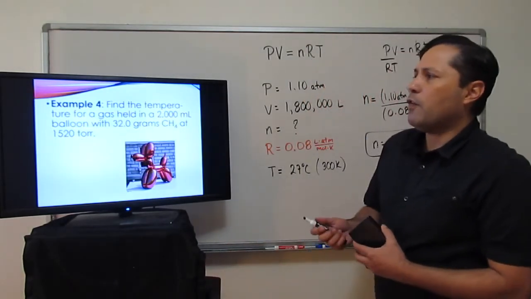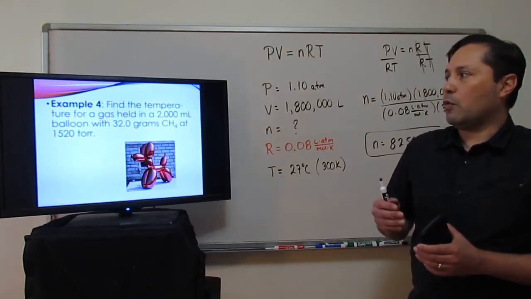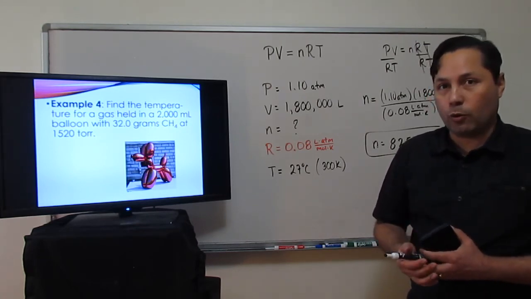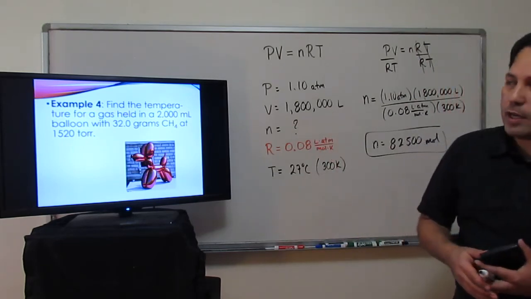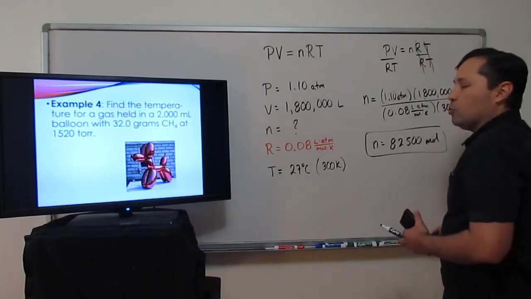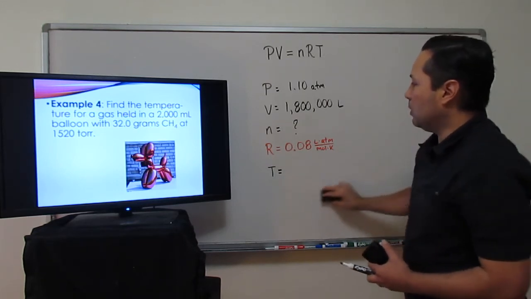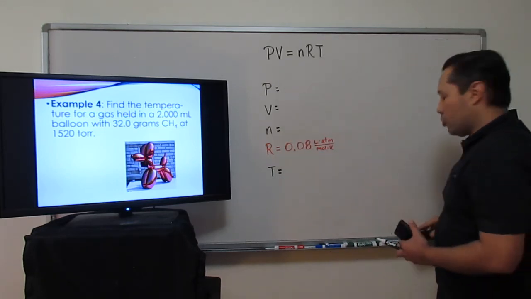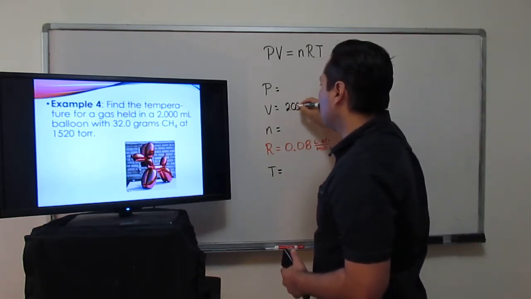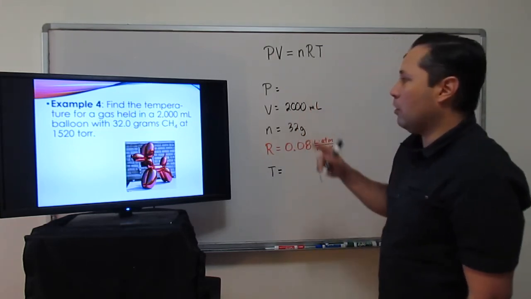They ask you to find the temperature for a gas held in a 2,000 milliliter balloon with 32 grams of CH4, that's methane gas, and 520 torr. Alright, so in this example, now you're looking for T, temperature. So we're going to have to modify the formula a little bit to solve for the temperature. And also, all the units are not the proper units. So let's write down all the information that's given to us. We have a volume of 2,000 milliliters. We have 32 grams of CH4.